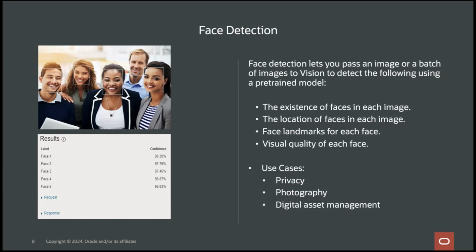And face detection can be used for multiple different cases in terms of privacy. Let's say you detect a face and you want to blur those faces out so that no one can know who it is; we can use that for privacy. It can also be used in photography to see how visually clear a particular image taken is. And it can also be used for digital asset management.